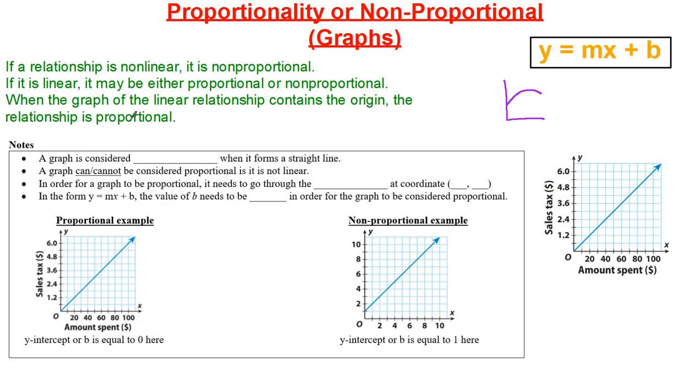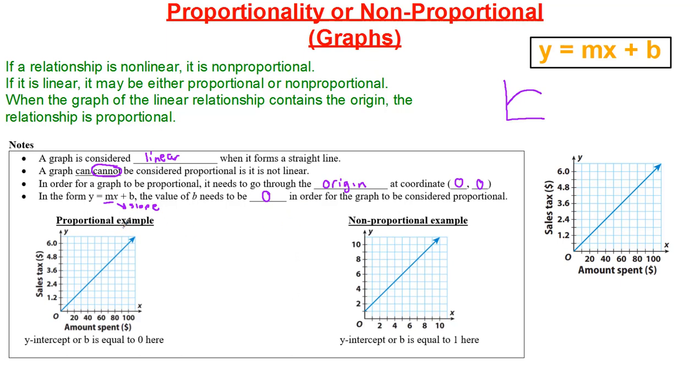Now, let's take a look at our notes. A graph is considered linear when it forms a straight line. Next, a graph cannot be considered proportional if it is not linear. Alright, so once again, it has to be a straight line. In order for a graph to be proportional, it needs to go through the origin at coordinate, of course, 0, 0. Lastly, in the form y equals mx plus b, where m is the slope, the value of b needs to be 0 in order for the graph to be considered proportional.